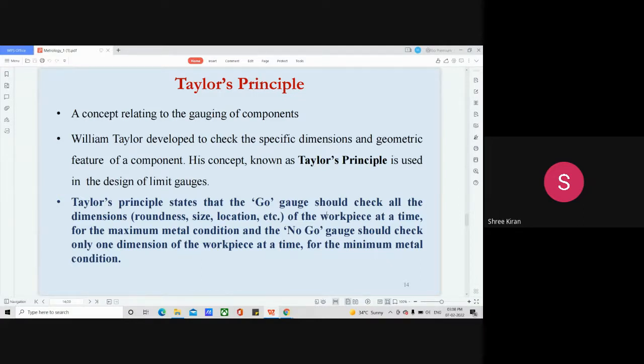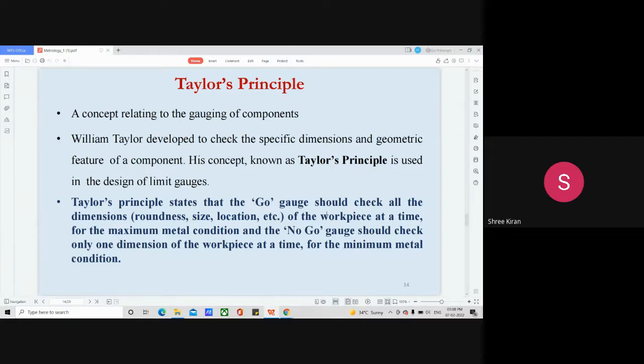It is used in the design of limit gauges. It is mainly used in the design of limit gauges.